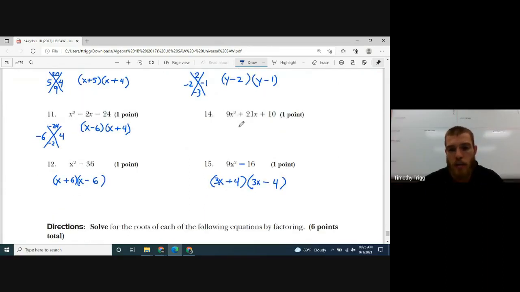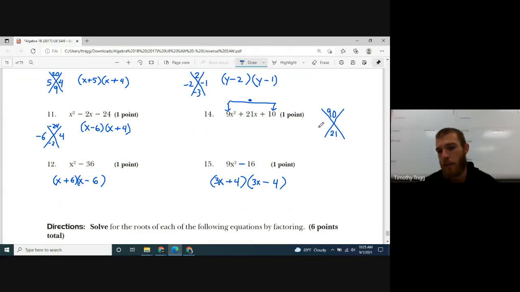This last one, number 14, is perhaps the trickiest one. And the reason why is because it has a coefficient in front of the x squared, a coefficient that's not 1. So in this one's case, the way we want to use the magic x is instead of just putting the 10 on top, we would actually multiply these together, and that's what goes on top. So in our case, that's 90 on top. 9 times 10. The middle term, the b term, goes on bottom.